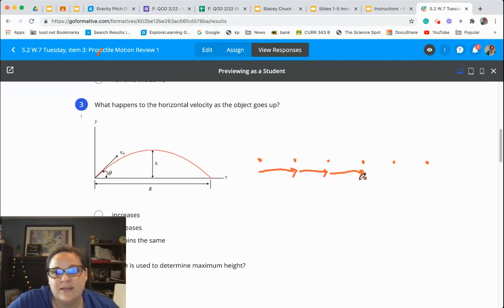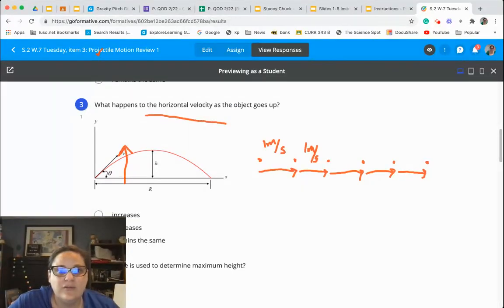Okay, so let's say that this distance is 1 meter and it was 1 second. So that means in this time, this second, it also traveled 1 meter in 1 second, and so on. So this illustrates constant motion. Constant motion is motion that is not accelerated, meaning it's not speeding up and it's not slowing down. So what happens to horizontal velocity as the object goes up?